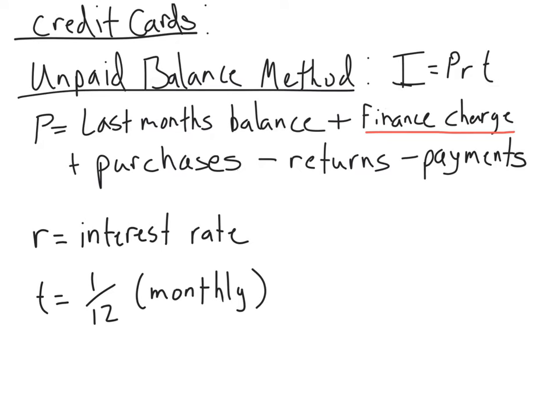And then you calculate a quick PRT, where R is the interest rate, which is pretty straightforward. And then T is 1/12, because R is usually an annual interest rate. So we're calculating the interest for 1 month. Don't forget, in terms of a year, since it's annual, 1 month is 1/12 of a year. So we'll do 1/12. Alright, so let's take a look at an example.